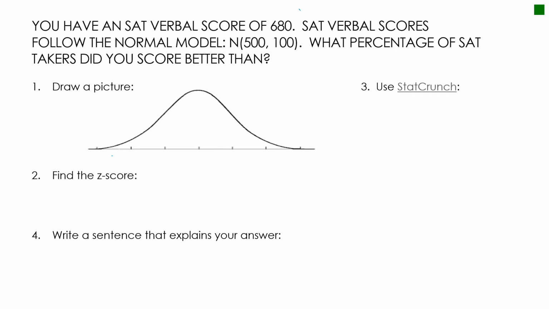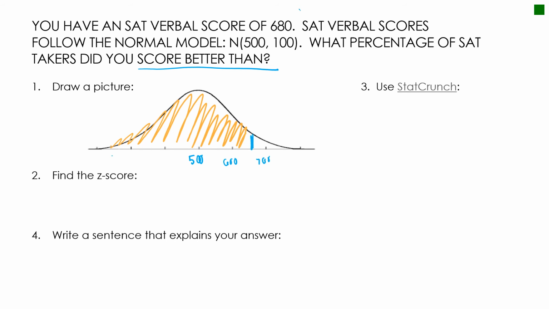So again, drawing the picture, for me, just for my own benefit, is I'm going to stick 500 here in the middle, and then I know 680, and this one's pretty easy because obviously it goes by 100. So 680 is somewhere in here, and I want to know who I did better than. So that means, and again, this is where a lot of people fall off the wagon, all of these people I did better than. Okay, these people on the right, those people did better than me, but I'm concerned about what percentage of students is less than, not quite as good as my score, less than my score.